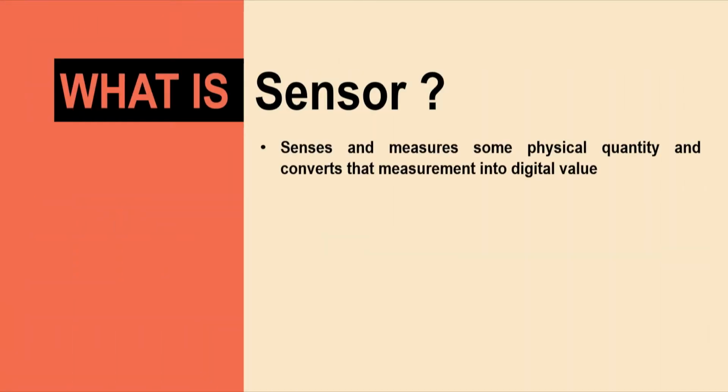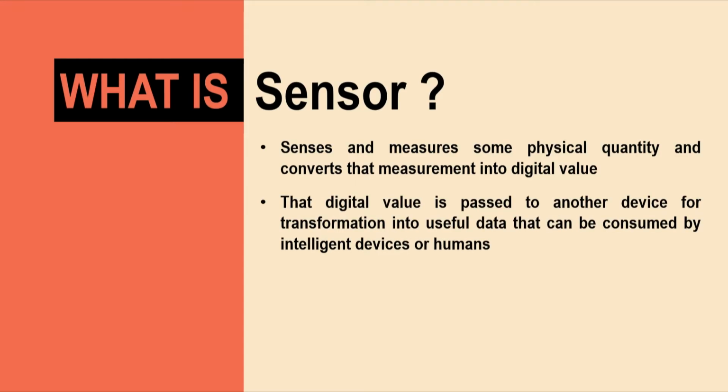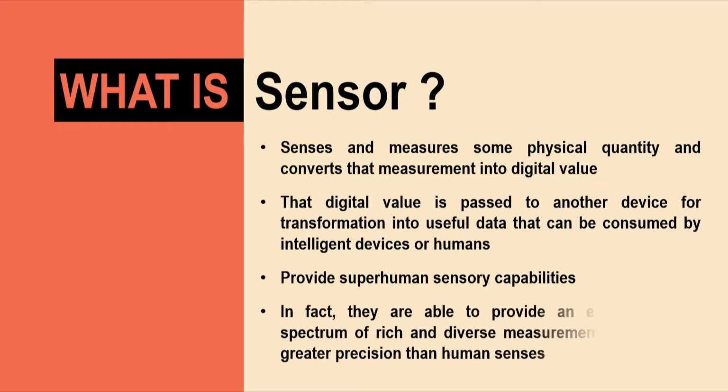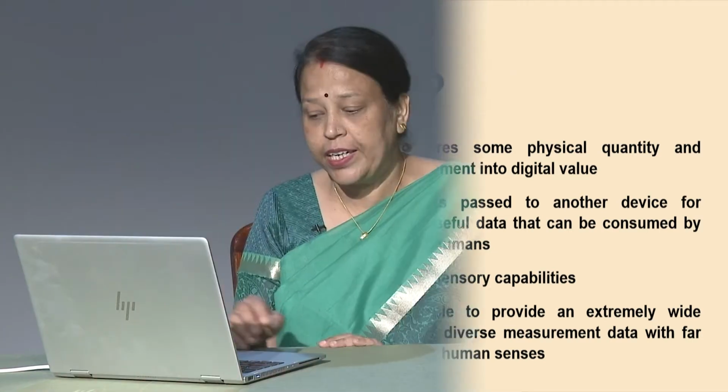A sensor senses and measures some physical quantity and converts that measurement into a digital value. That digital value is passed to another device for transformation into useful data, which will activate other intelligent devices or human beings. Also, sensors provide superhuman sensory capabilities. In fact, they are able to provide an extremely wide spectrum of rich and diverse measurement data. Now, there are different categories of sensors.